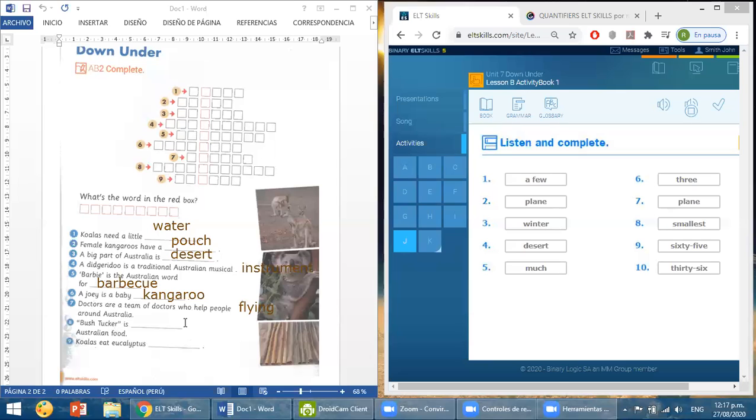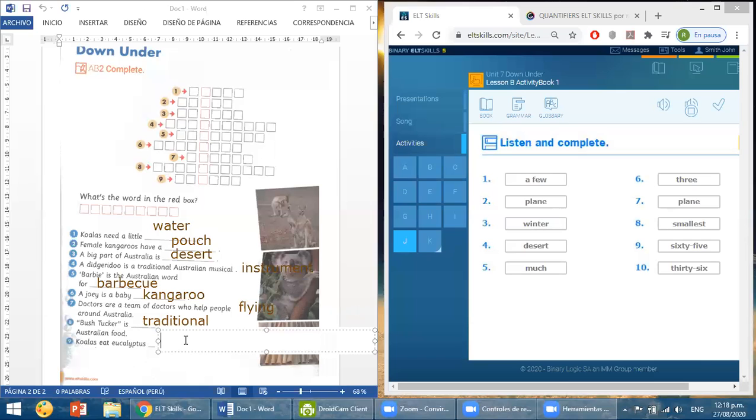To those far places. A, bush tucker. This word bush tucker is a traditional Australian food, okay? In Peru, we have pachamanca, no? Pachamanca is a traditional Peruvian food. In Australia, we have bush tucker. And finally, koalas eat eucalyptus.